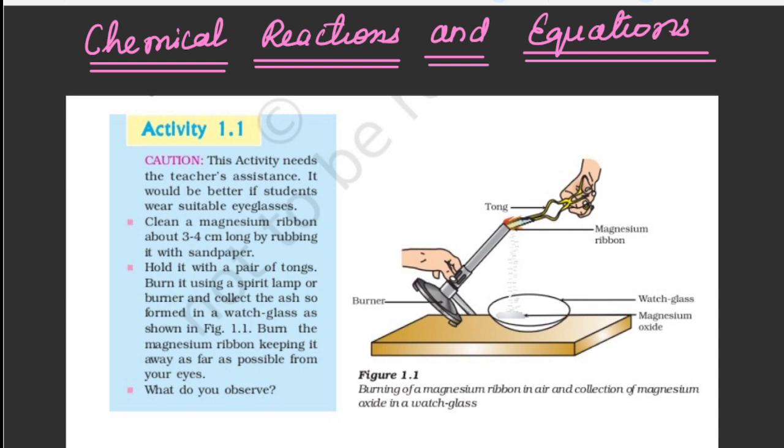Today we are going to start a new chapter in science, that is chemical reactions and equations. The first video we are starting with is activity 1.1. I'll tell you what things we are going to concentrate on in this video. Two things you have to remember: one is you have to focus from the examination point of view. Second is you have to focus in terms of knowledge. So what knowledge you have to get from this experiment.